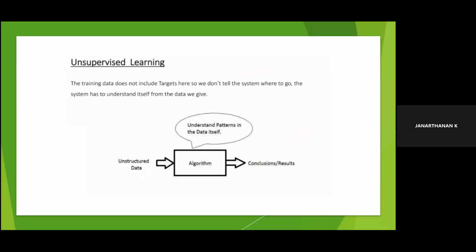So this is the unsupervised learning. You give only the data to the algorithm, and it understands the patterns in the data itself, and it just tells which group it belongs to or something.